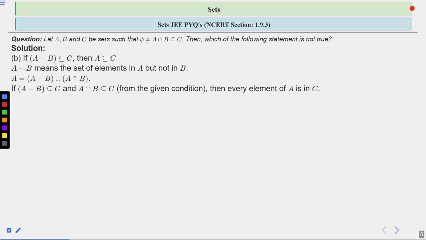From the statement's condition, we have A minus B as a subset of C, and from the question, we have A intersection B as a subset of C. So then every element of A is in C. Every element of A belongs either to set A minus B or to A intersection B. Both are subsets of the set C.